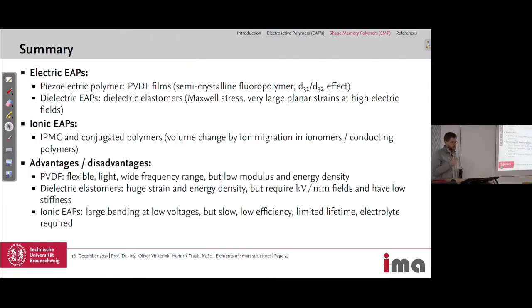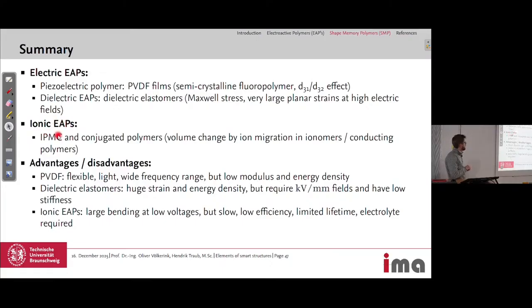And with that, we come to the summary. We have talked about shape memory polymers. Then we have the electroactive polymers like piezoelectric polymers, PVDF films, which are semi-crystalline fluoropolymers, where we use the D31 and D32 effect. We have the dielectric electroactive polymers, the dielectric elastomers, where we use the Maxwell stresses and have very large planar strains at high electric fields. This is the one with the compliant electrode we looked at from the top in the video.